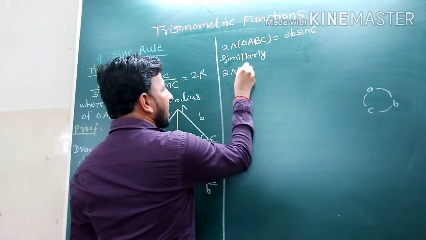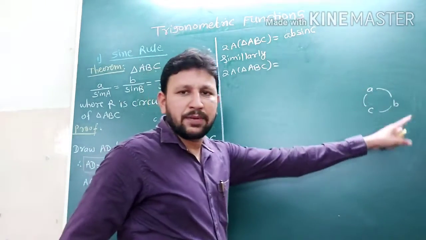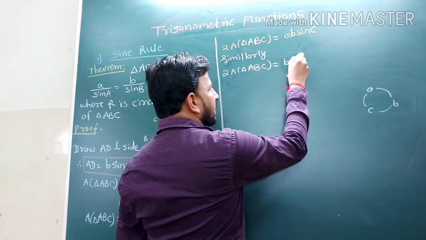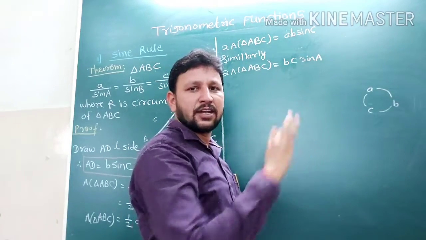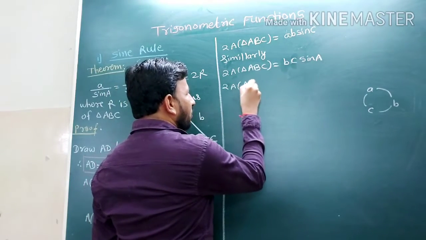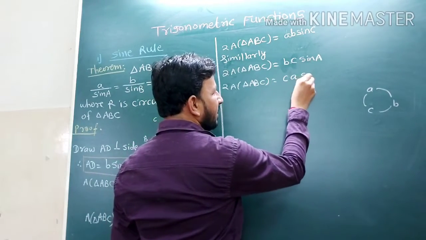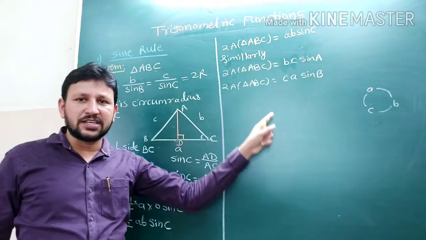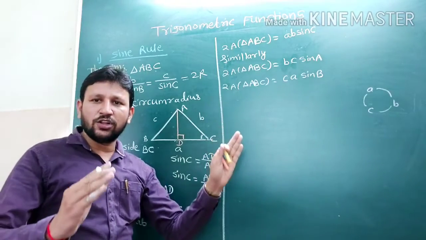2 times the area of triangle ABC is equal to, with a replaced by b, b replaced by c, c replaced by a, so the second relation is obtained: bc sin A. One more: 2 times the area of triangle ABC is equal to ca sin B. All these 3 equations represent 2 times the area, hence all 3 are equal.